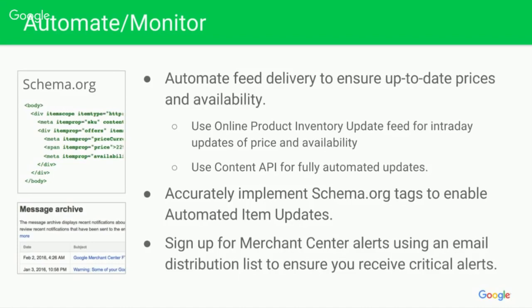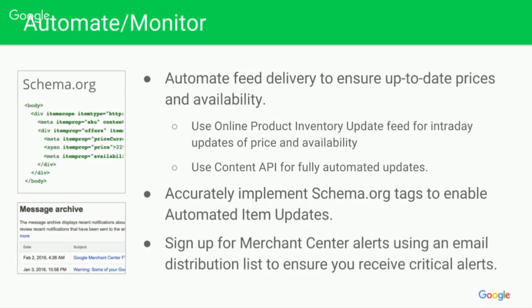Another technique you can use is to use schema.org tags on your landing pages so that we can turn on automatic item updates as a method for keeping the price and availability up to date. The way this works is that schema.org is a standard that's used by lots of different companies, not just Google, to recognize the content that's on your landing pages. Without going into great detail, it's basically putting your SKU, price, and availability into hidden code on your landing page that the Google crawler and other crawlers can find and recognize.